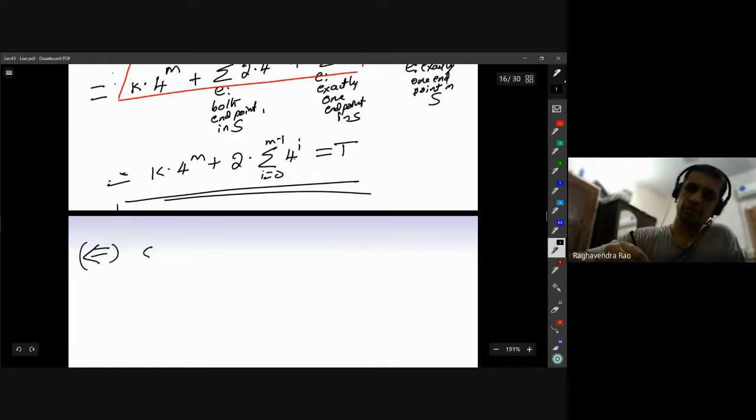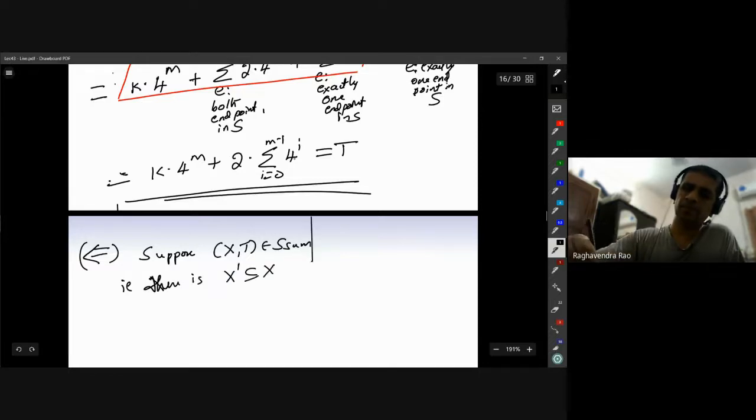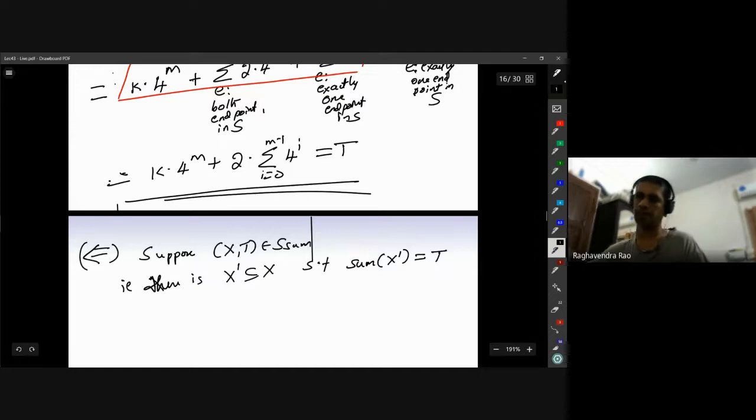So suppose X, T is in subset sum. That is, there is a subset X prime such that the sum of values in X prime is equal to T.